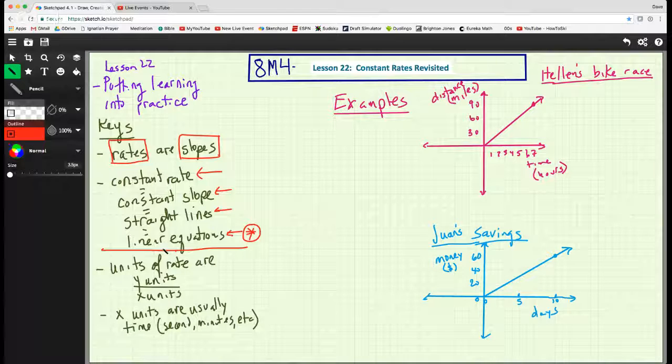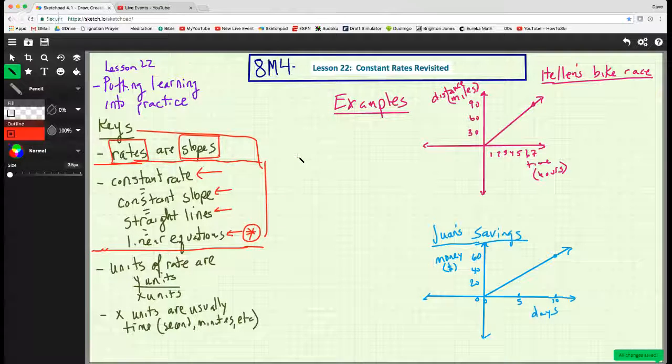Now let's look at these units. This is going to be really key because you're going to see in a lot of these word problems, we're going to talk about a constant rate of 10 miles per hour or a constant rate of $10 or $16 per week. And when we talk about these constant rates, we're talking about, again, the slope, but the units of the slope are the y units over the x units.